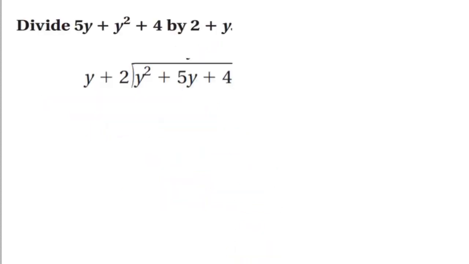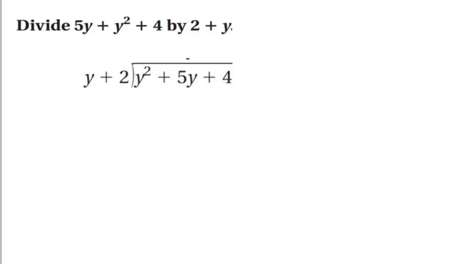Sometimes when we divide, we have to make sure that we put things in standard form. So if you look at this right here, it's out of order. It's not in descending degree order. So we have to rewrite it into descending degree order, which would look like this here. We do the same thing with what we're dividing by. Instead of putting 2 plus y there, we're going to rewrite that as y plus 2. And then we proceed to divide.